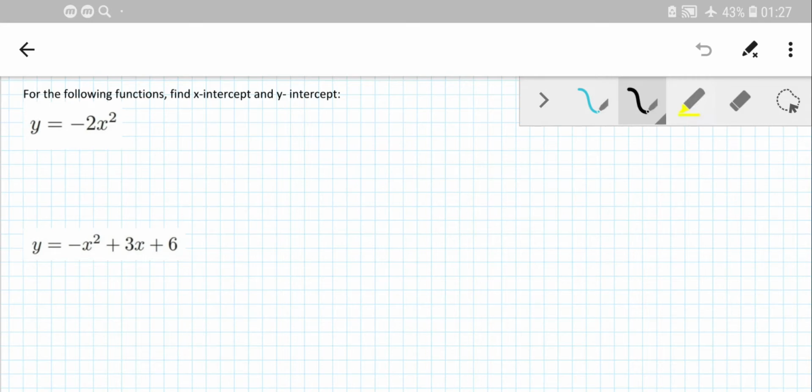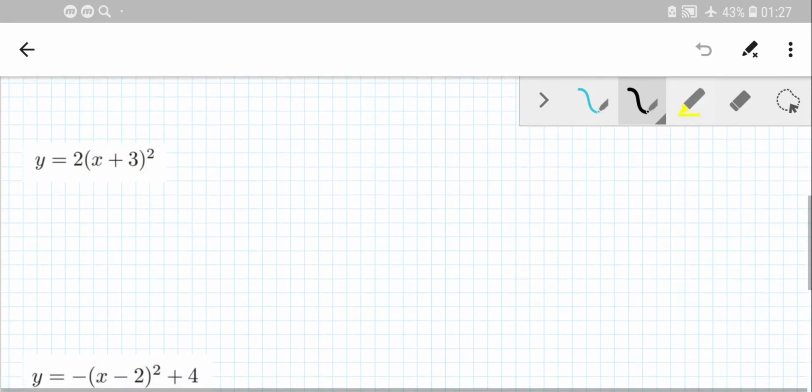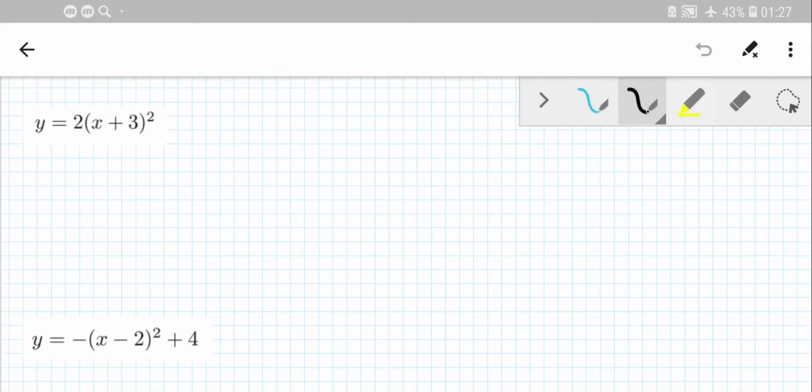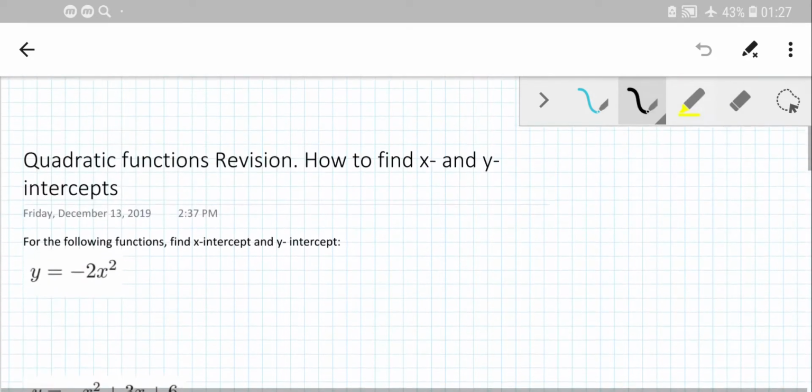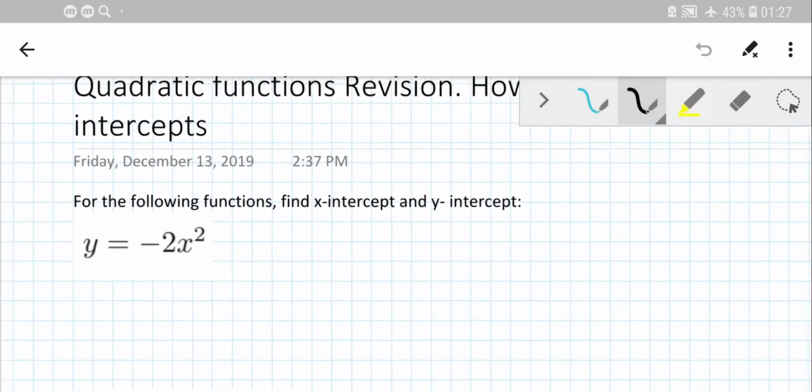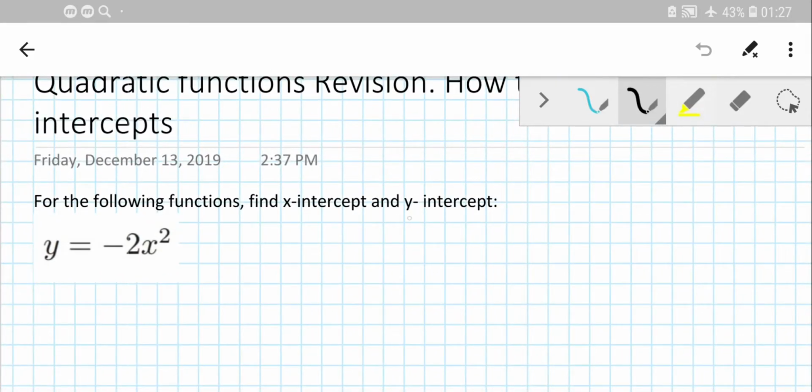Okay, that's the first block, and also here, that's the second block. Also you need to do the same, find x and y-intercept. Okay, so that's it, and we start doing it. First, for the following function, y equals negative 2x squared, try to find the x-intercept.